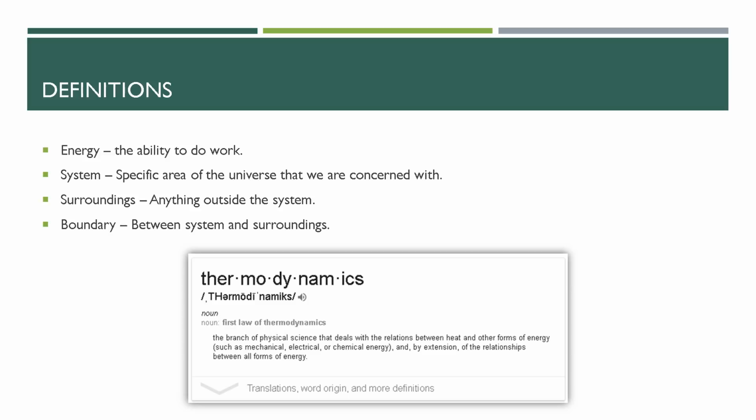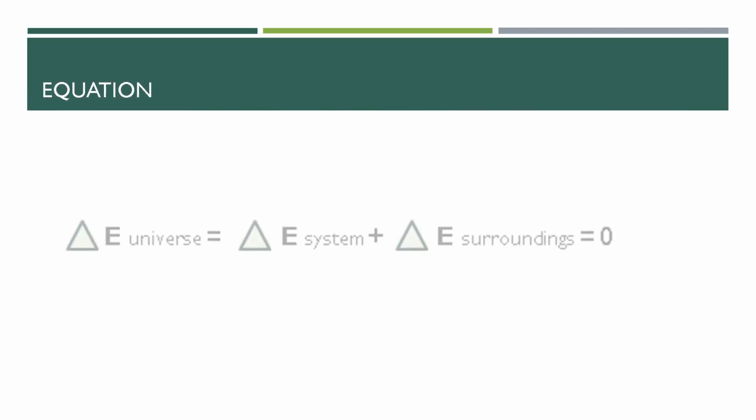Thermodynamics is the branch of physical science which deals with the relationships between heat and other forms of energy. The equation for the conservation of energy is the change in the universe equals the change in the system plus the change in the surroundings equals 0.